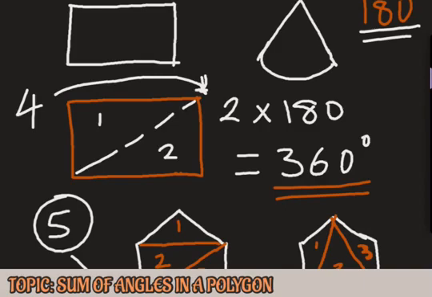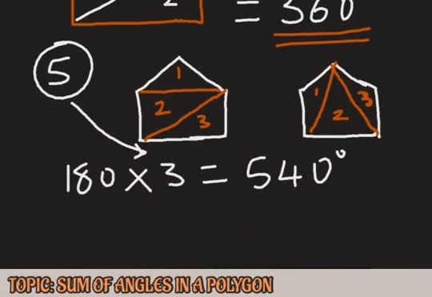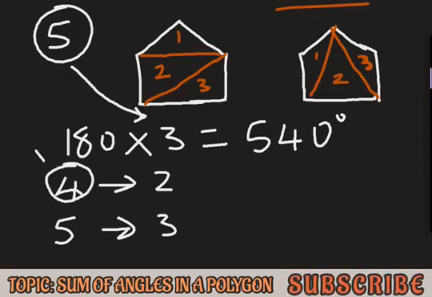That means there is always a shortage of 2. 4 minus 2 giving us 2. 5 minus 3 giving us 2. Do you understand? Yes. Quadrilateral having 4, the number of triangles became 2. A pentagon having 5, the number of triangles became 3. Now, how much did we remove from 4 that gave us 2? We removed 2. How much did we remove from 5 that gave us 3? We also removed 2.